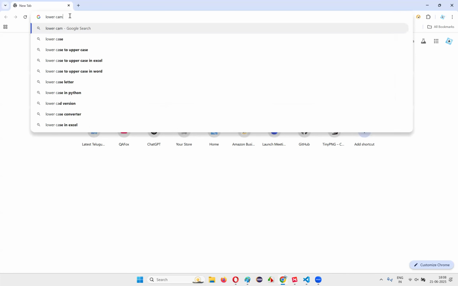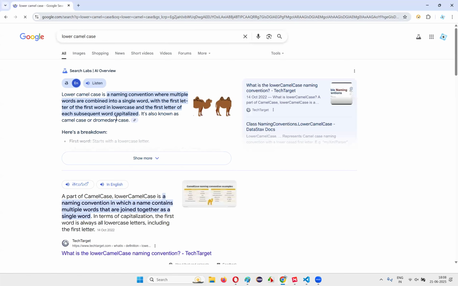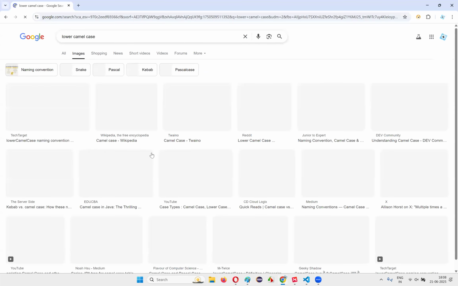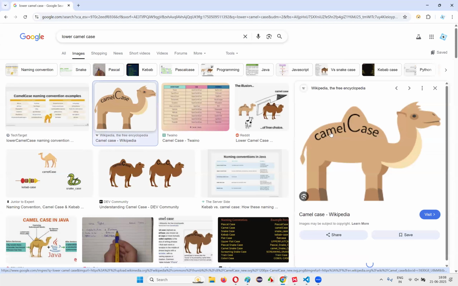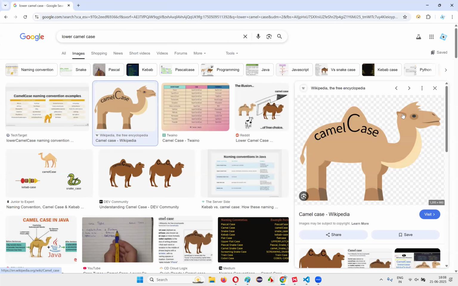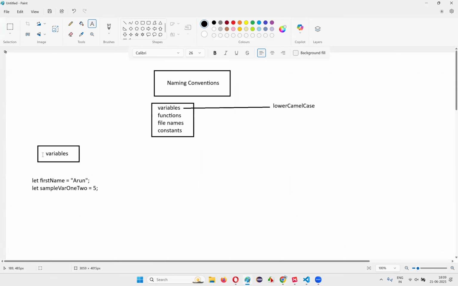Let me show you diagrammatically what lower camel case looks like. I'll just show you one image here. This is an example of lower camel case. It's like a single bump. The first word will be in complete lowercase. From the second word onwards, the first letter will be in uppercase. If it has a third word, the first letter of the third word will be in uppercase, and if it has a fourth word, the first letter of the fourth word will be in uppercase, and so on. This is called lower camel case, guys. So variables will generally be named with the lower camel case naming convention.